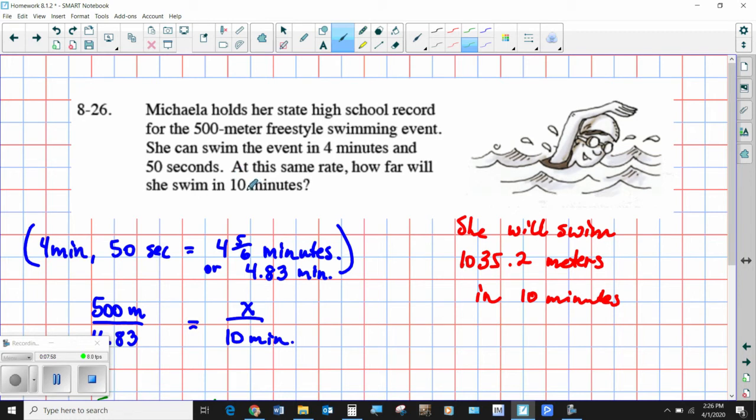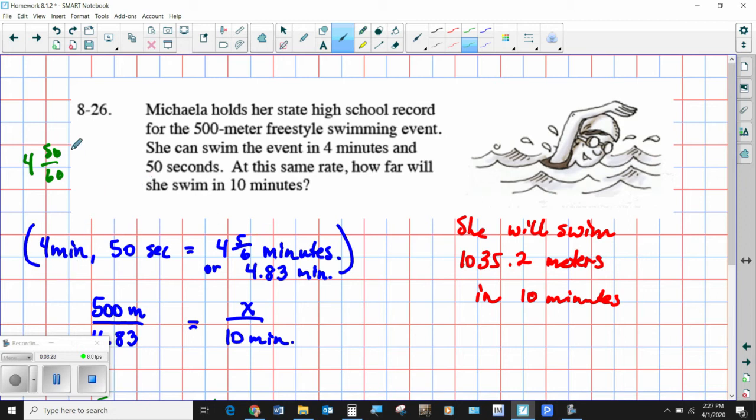Okay, so first of all, this is a mixed measurement. So we either want to convert 4 minutes and 50 seconds into a number of minutes, or we want to convert it to a number of seconds. And then we know that there'll be 600 seconds in 10 minutes, and so we just set up the proportion that way. So I figured 1 minute was 60 seconds, so this is the same as saying 4 minutes and 50 out of 60 seconds.